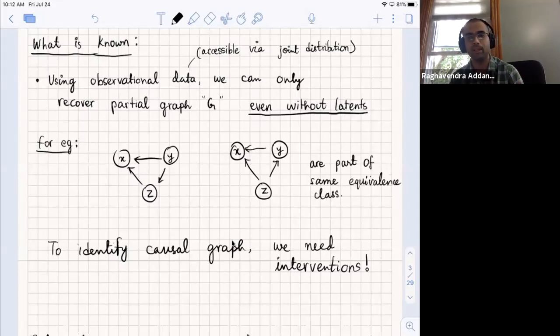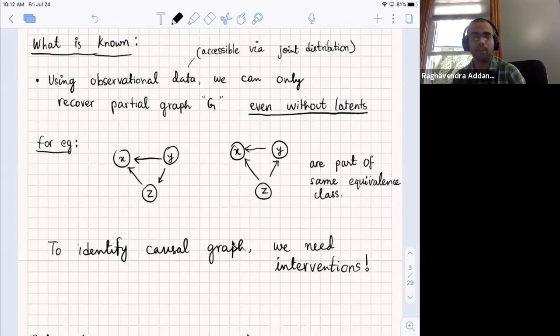So there's this notion of an equivalence class, such that all the causal graphs in this equivalence class cannot be distinguished by any algorithm which is known. And to recover the exact causal graph from this equivalence class, we need to use the notion of interventions. Note that this is true even without any latents.